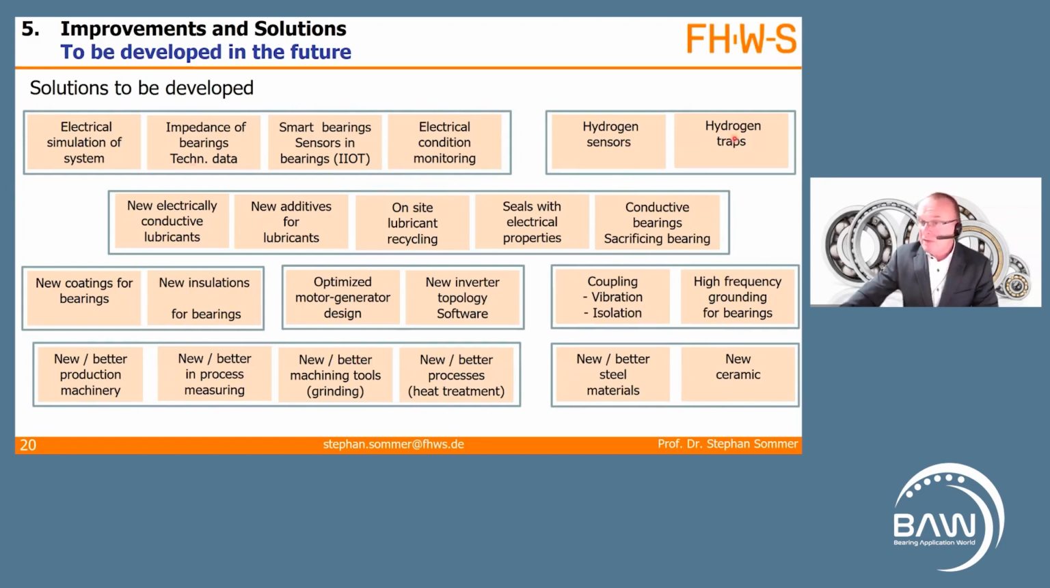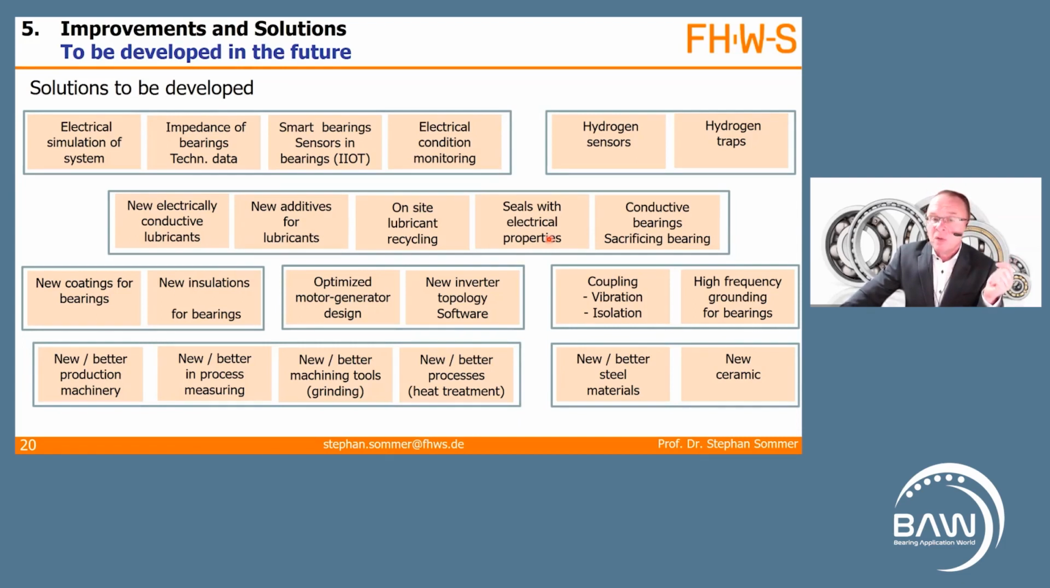The hydrogen sensor and the hydrogen traps are no low-hanging fruits. They are much higher. The hydrogen trap is just like a mouse trap, catching the little hydrogen atoms, just like mice in traps, and keep them there so they cannot do any harm. Well, it's future. Now electrically conductive lubricants, new additives for lubricants, or on-site lubricant recycling.